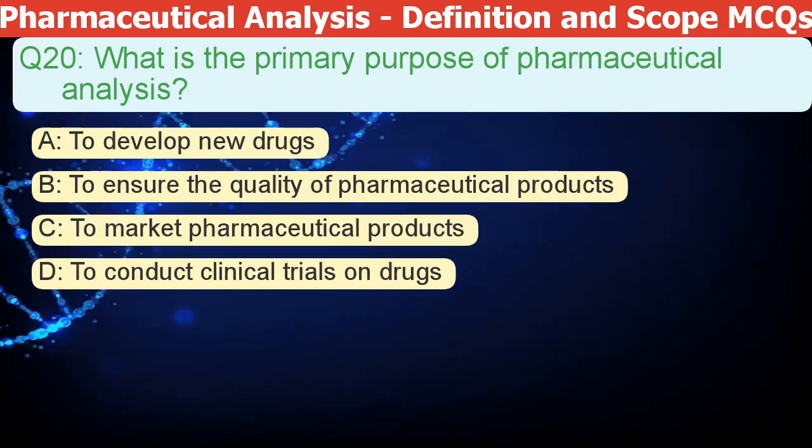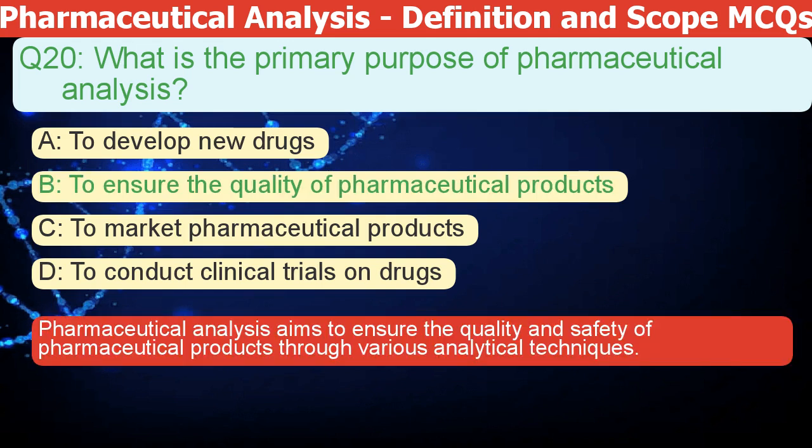What is the primary purpose of pharmaceutical analysis? A. To develop new drugs. B. To ensure the quality of pharmaceutical products. C. To market pharmaceutical products. D. To conduct clinical trials on drugs. The correct answer is B. Pharmaceutical analysis aims to ensure the quality and safety of pharmaceutical products through various analytical techniques.